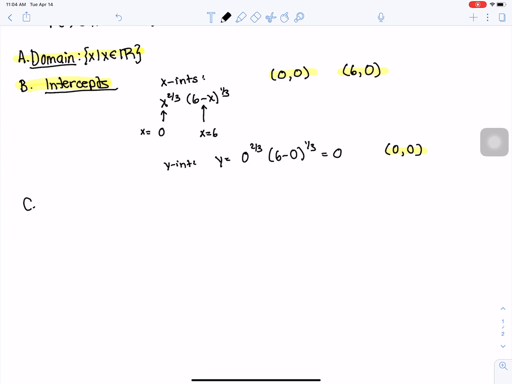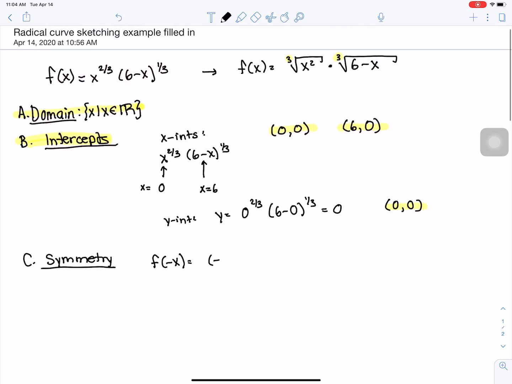Part C, we would like to do symmetry. We want to figure out, does our function have any sort of symmetry? In order to do that, we need to compute f of minus x. So I have minus x to the 2/3, and then 6 minus a negative x to the 1/3. And this simplifies. If I do negative x squared, I get positive x squared, so this would be x to the 2/3. And then this part would be 6 plus x to the 1/3.